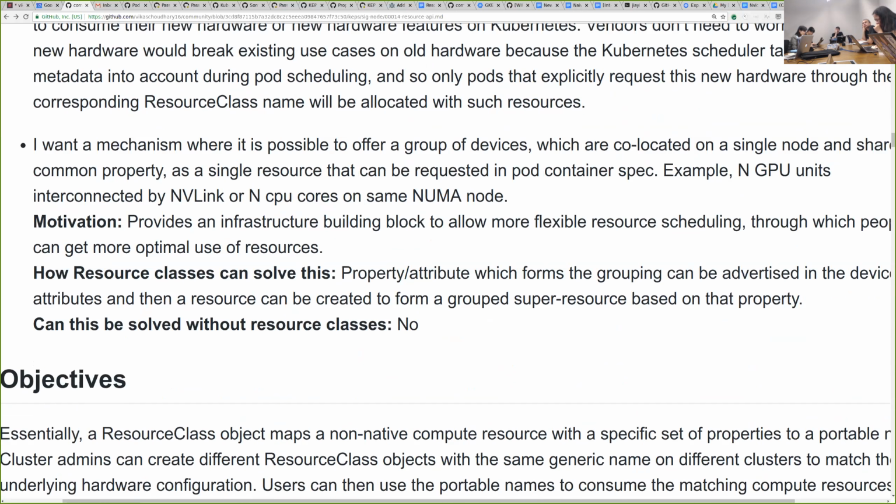Another use case is that we have seen some requirements to be able to request a group of devices. For example, people want to be able to say, I want a GPU and also a CPU on the same NUMA node, and also maybe with some amount of memory together. Currently we don't have a way to express these scheduling requirements.